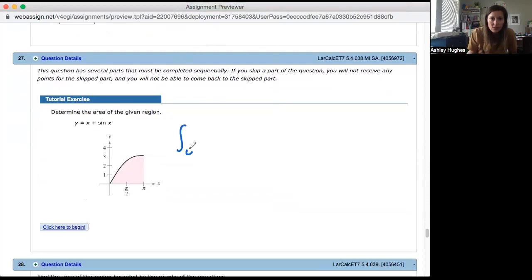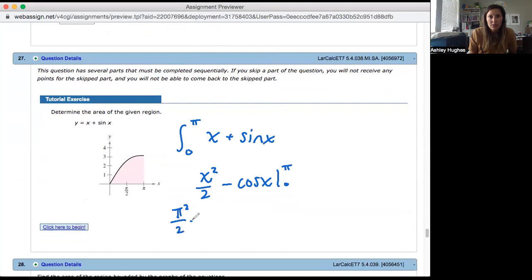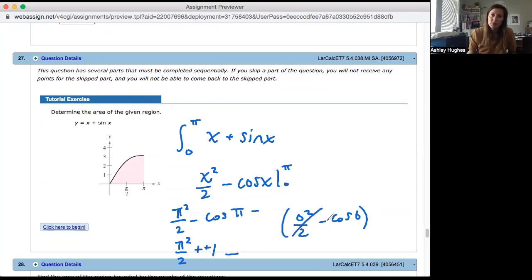You're just going to integrate this from 0 to pi. Antiderivative of x is x squared over 2. Sine goes to negative cosine. And we have pi squared over 2 minus cosine of pi minus cosine of 0. So pi squared over 2, cosine of pi is -1. So -1 is going to be a +1. That's 0, but that's -1. So I get pi squared over 2 plus 2.